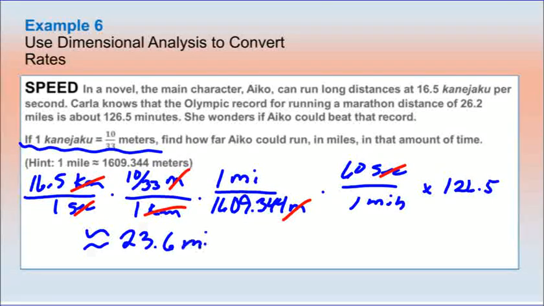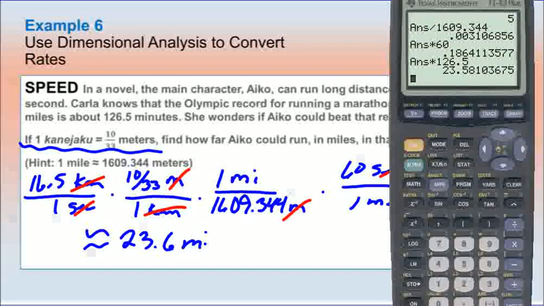23.6 miles. I went back to my calculator. You can see one decimal place would be 23.6. So Eiko would run approximately 23.6 miles in the time it took the Olympic runner to complete 26.2 miles. So Eiko would not beat the Olympic marathon record time.